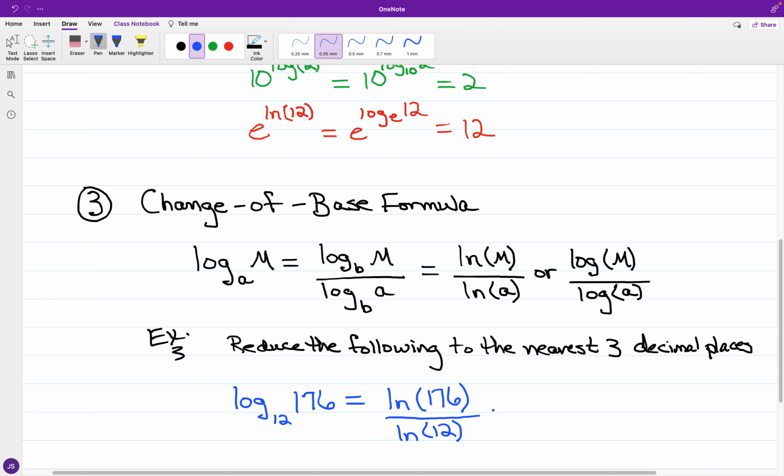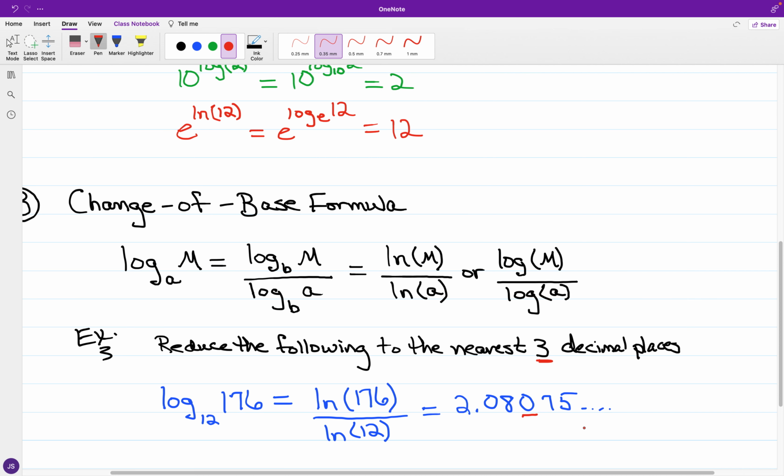Among your first digits, you got 2.08075 and some more decimal places. If I'm looking at rounding to the nearest 3 decimal places, the third decimal place is 0, and alongside it is the number 7, and since 7 is 5 or greater, that 0 rounds up to 1. So to the nearest 3 decimal places, we have 2.081.